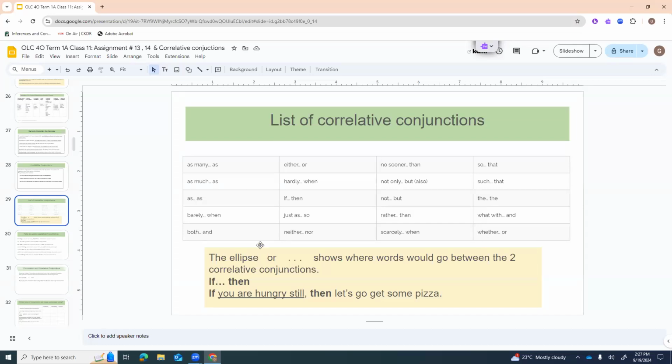whether or. When you see the little ellipsis, the dot, dot, dot, it means that there would be words there, right? They wouldn't be right next to each other. There'd be the first one plus a phrase, and then the second one plus another phrase. So "if, dot, dot, dot, then" means if you are still hungry, then let's go get some pizza.